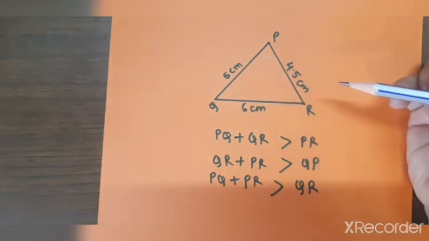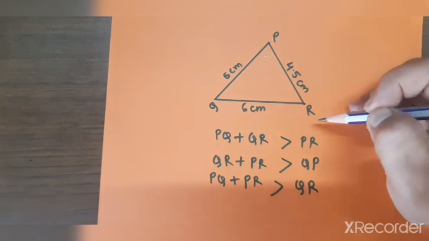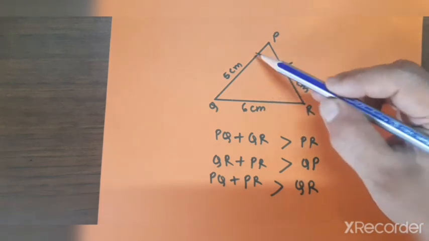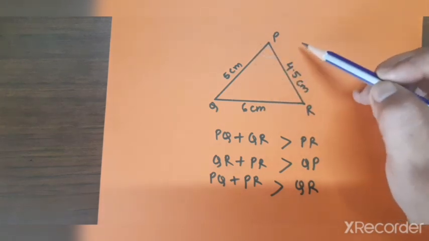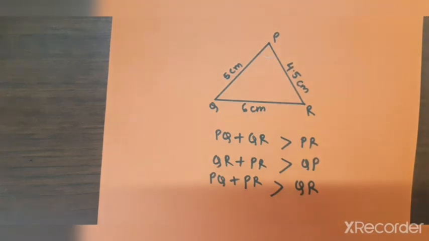These two properties are very important. So what is the property we study from here? That when we take the sum of any two sides, it is always greater than the third side. You all can try this at home.